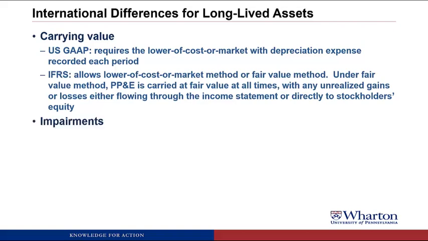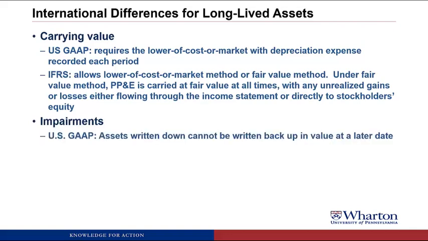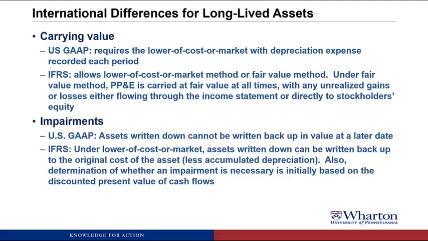There's also some differences for impairments. Under US GAAP, once you write an asset down, you can't write it back up in value at a later date. In other words, after you write an asset down due to an impairment, that's the new historical cost, and then you can't write it back above that. But under IFRS, if you use the lower of cost or market method, assets that are written down due to an impairment can be written back up in value to the original cost of the asset less the accumulated depreciation.